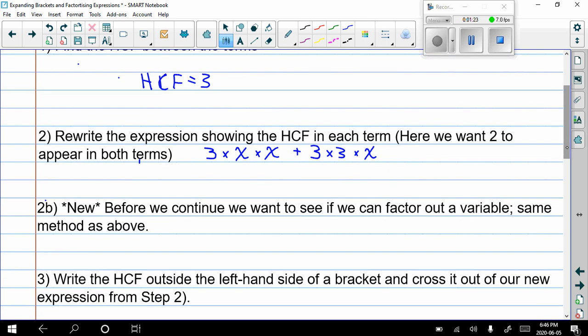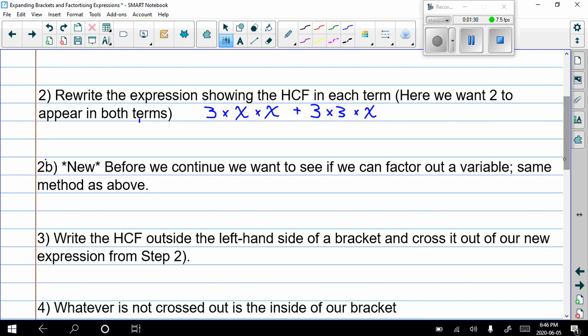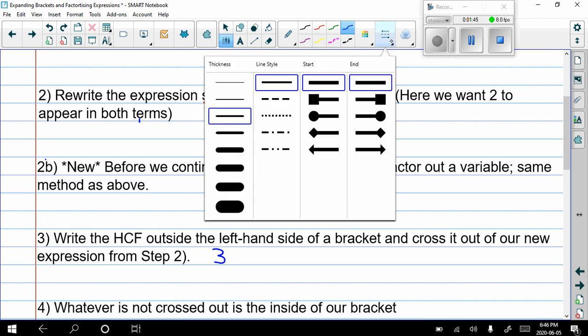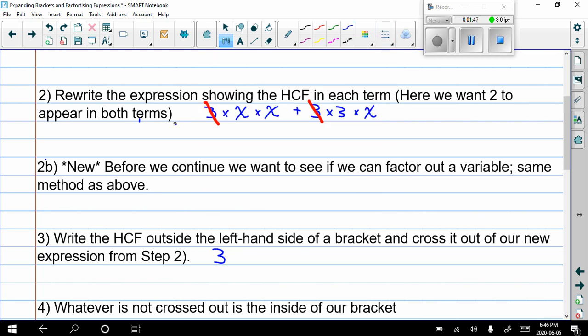This is the part that we are going to start changing a little bit. It's just a little addition. So 2b is kind of just what we did above there. So 3, we're going to start writing our highest common factor out on that left-hand side. So we write our 3, and then we cross it out of each side. Now let's look. Is there anything else that is common in both? If you said x, yeah, there's an x in both.